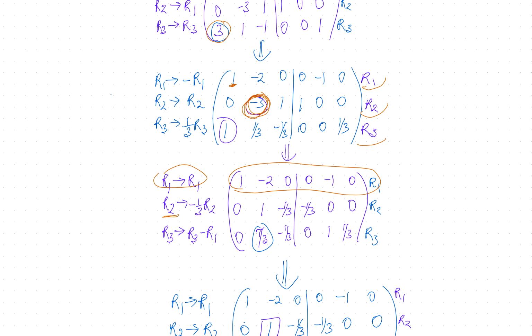So minus 1 over 3 times 0, 0. Minus 1 over 3 times minus 1 over 3, 1. Then minus 1 over 3 times 1, that's minus 1 over 3. Same, minus 1 over 3. Others will be 0. So for row 3 now, this one has got to become 0.